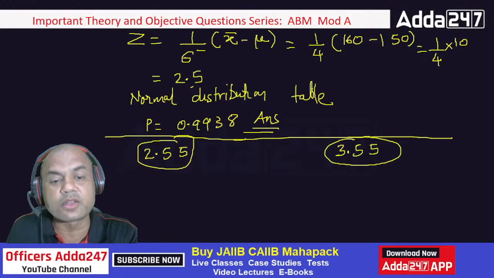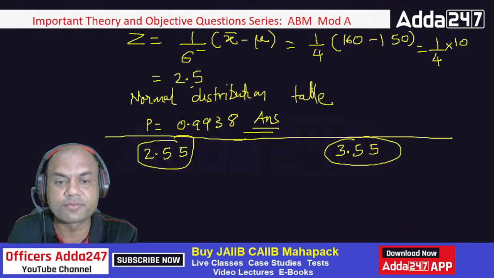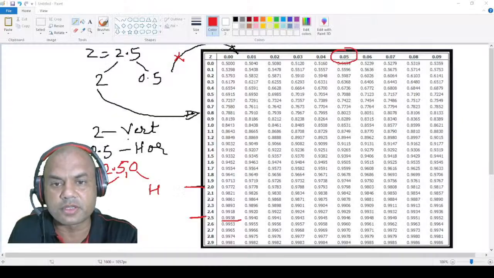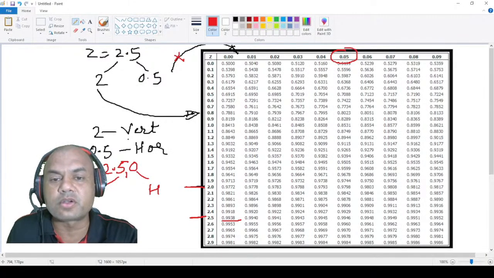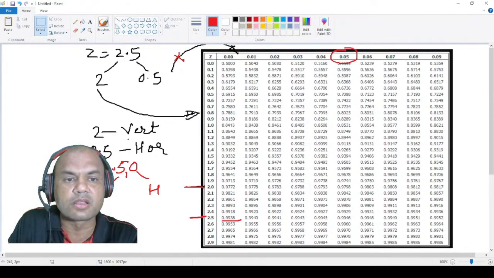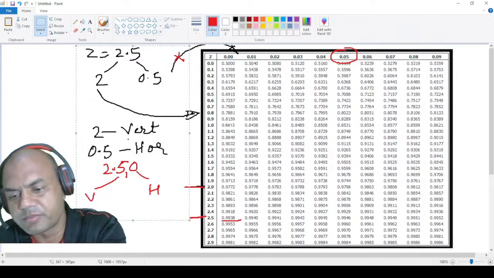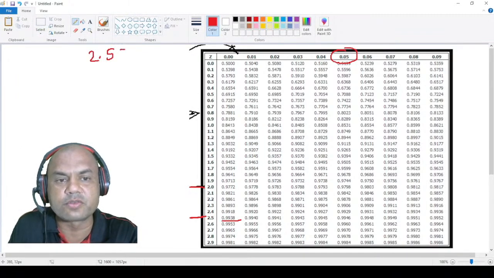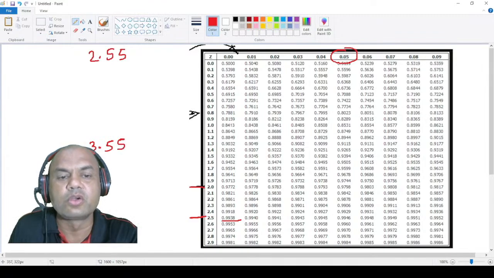So let's search then. Again, let's go back to the table. See this. Okay, we are on the table now. First value was what? 2.55. So 2.5 and then see this. Let me remove all these things which are not needed, because our problem is over. Now let's take the value. It is 2.55, right? This is one, and the second one is 3.55, right? Two values are there.